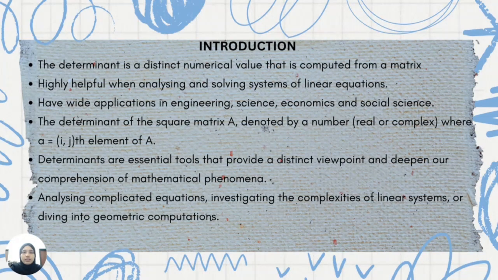Determinant of the square matrix is denoted by a number, real or complex, where A equals a_ij with elements of A. Determinants are essential tools that provide a distinct viewpoint and deepen our comprehension of mathematical phenomena, whether analyzing complicated equations, investigating the complexities of linear systems, or diving into geometric computation.